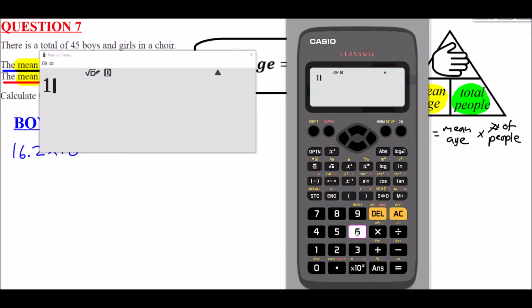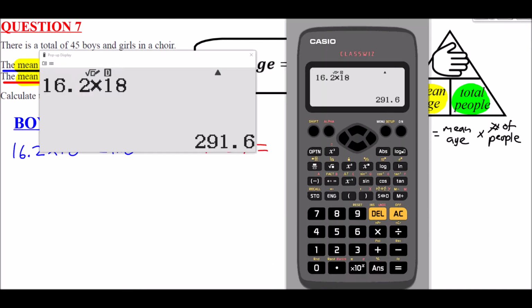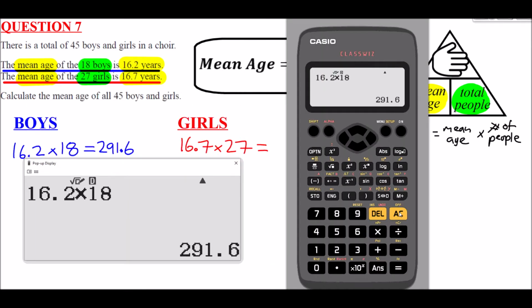So 16.2 times 18 gives 291.6. Whereas for the girls, the mean age of the girls is 16.7, and there's 27 of them. So 16.7 multiplied by 27, let's see what this gives us. Times 27, 450.9.